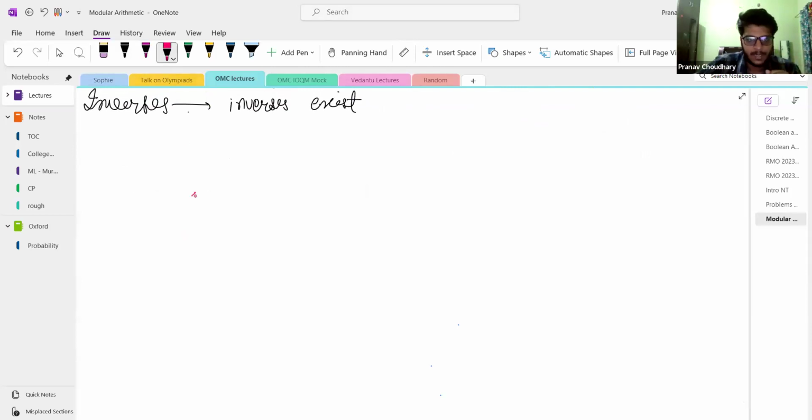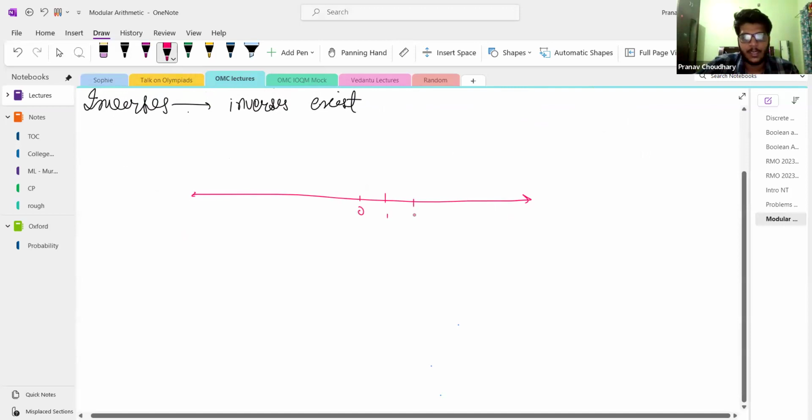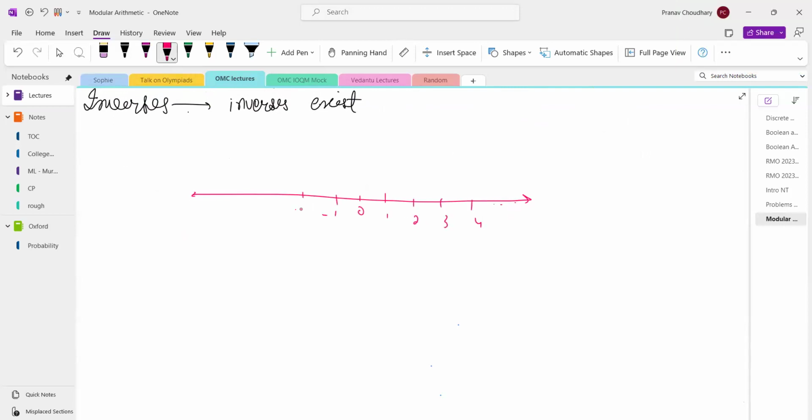So suppose you have a number line. I assume everyone knows what a number line is. It's in the school syllabus, I hope so. NCERT revised a lot of syllabus. So it is basically just a line with all the integers on it: 0, 1, 2, 3, 4, and so on. Right?